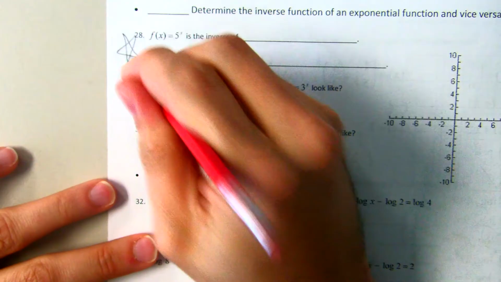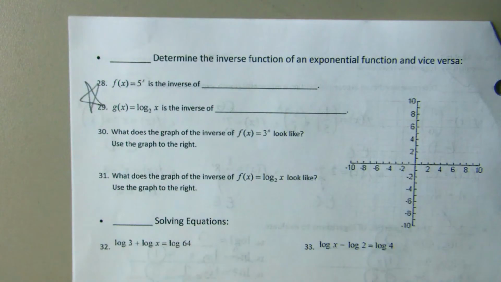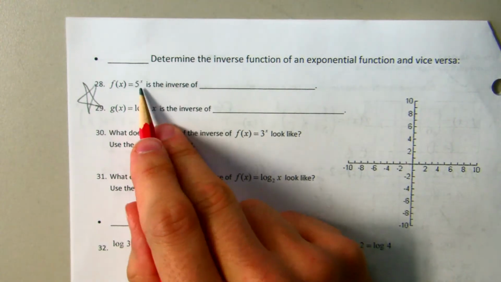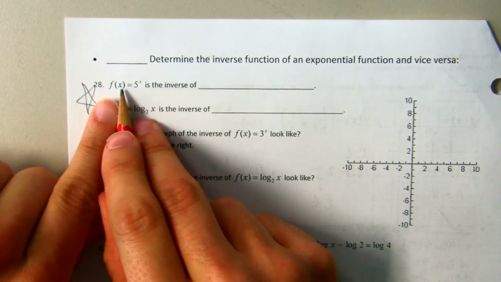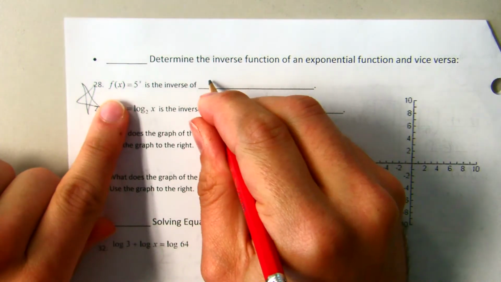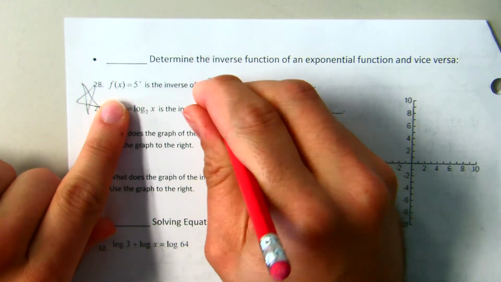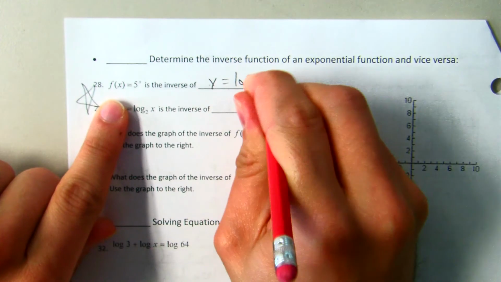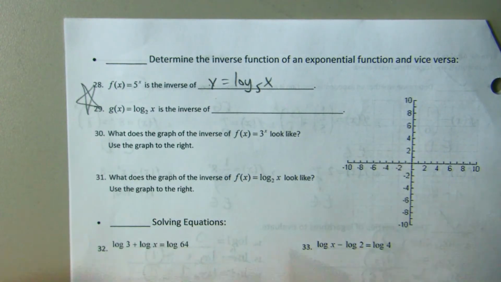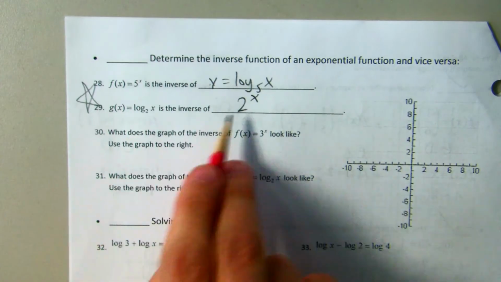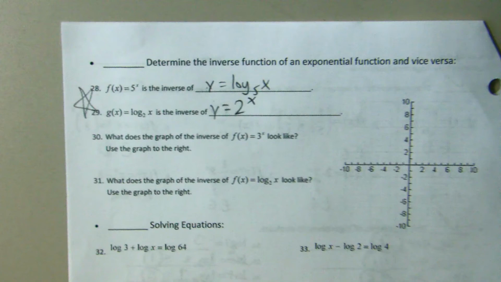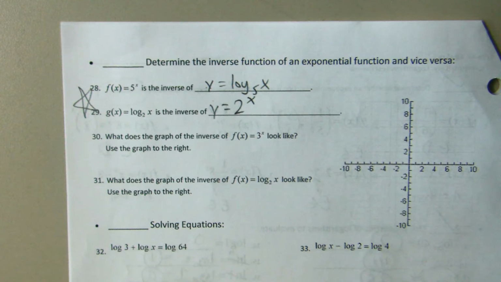Definitely a big picture idea: understanding the connection between exponentials and logarithmics. Why don't we just do a test on exponentials and then a test on logarithmics together, because they're inverses of each other. y equals 5 to the x is the inverse of y equals log base 5 of x. Log base 2 of x would be the inverse of 2 to the x. So that's why these get grouped together.